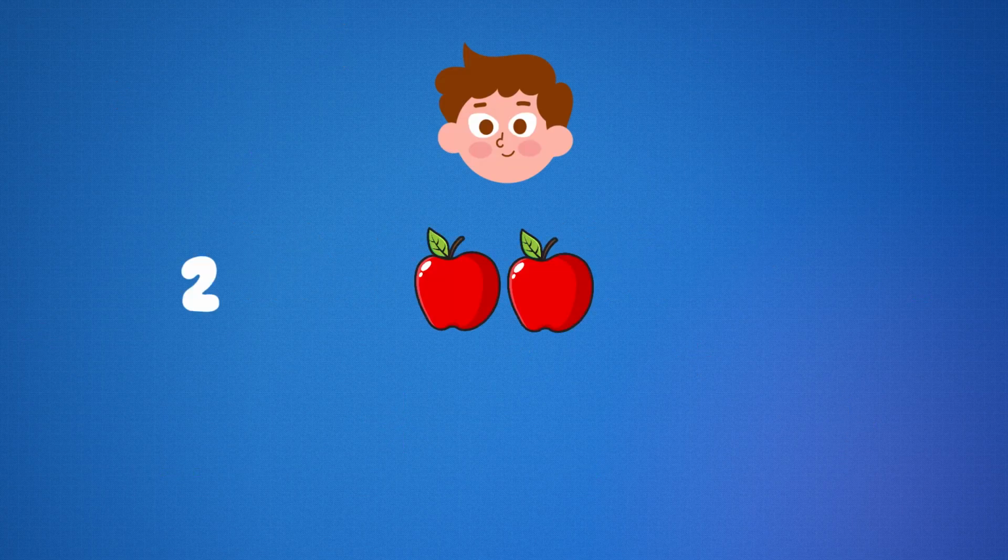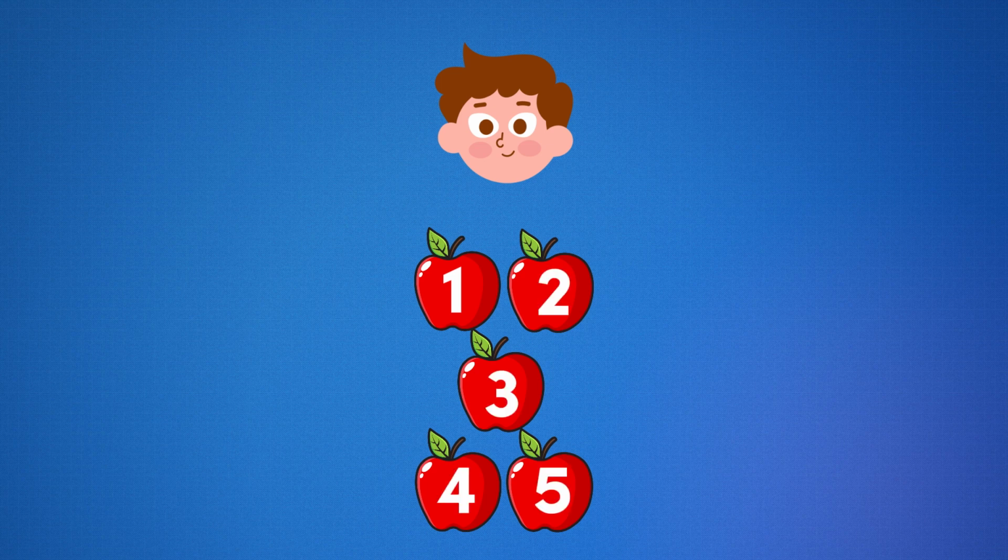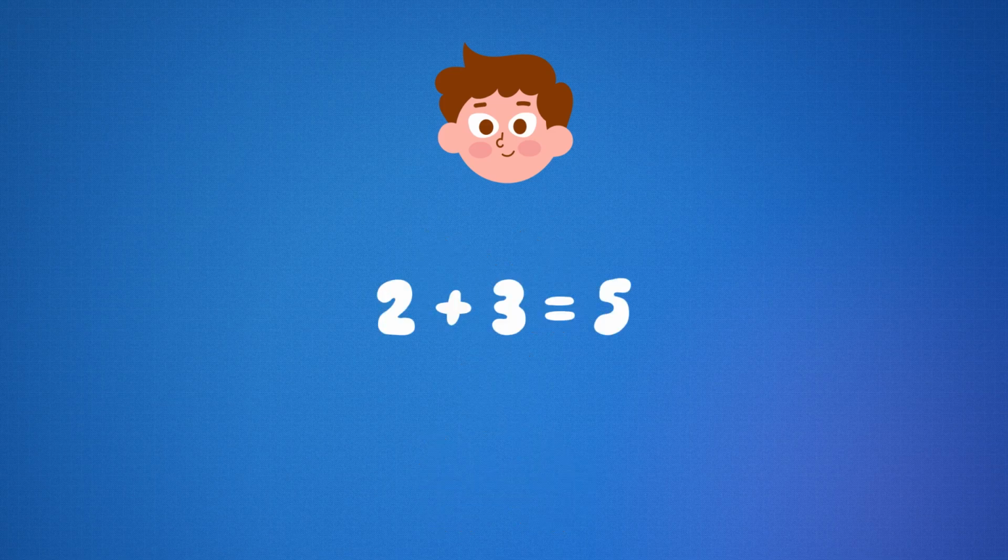Imagine you have 2 apples. Now, you get 3 more apples. How many do you have now? Just count all the apples to get the answer. 1, 2, 3, 4, 5. That's 5 apples. So when we added 2 apples and 3 apples, we got 5 apples.